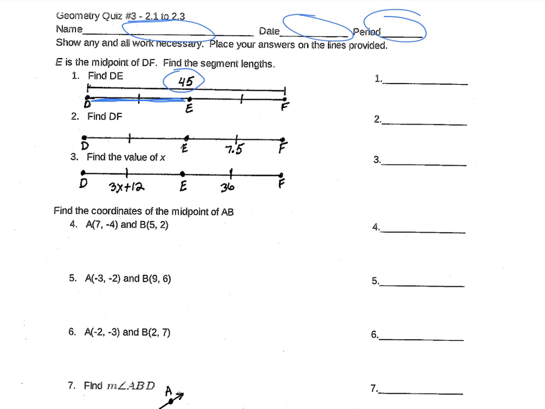In number 2, we want to find the distance of the entire segment from D to F. Half of this is 7.5, and remember to pay attention to these tick marks right here, okay? Remember what those mean.